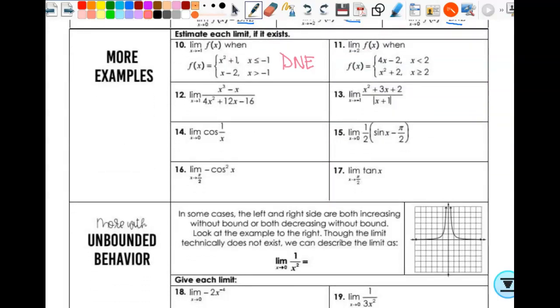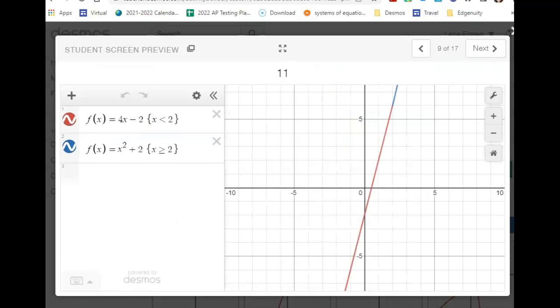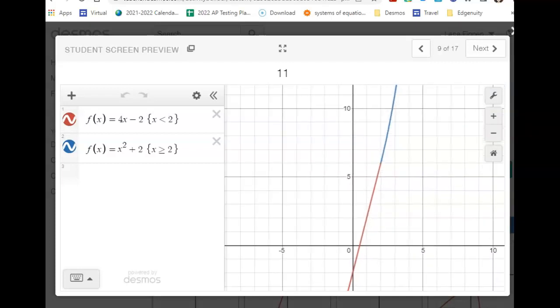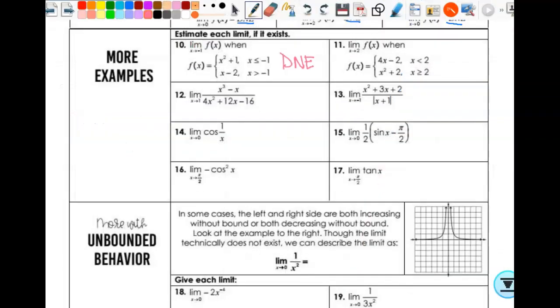We'll do 11 together also. So the limit as x approaches, and number 10 and 11 are both piecewise functions. The limit as x approaches 2, so you can tell you got the red and the blue because the two pieces meet here. But as x approaches 2, what does y approach? 6. See how you're at 6? 2, 6. Okay. We good?